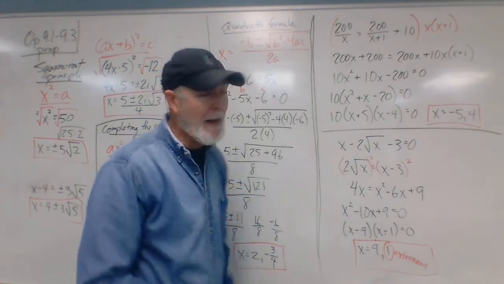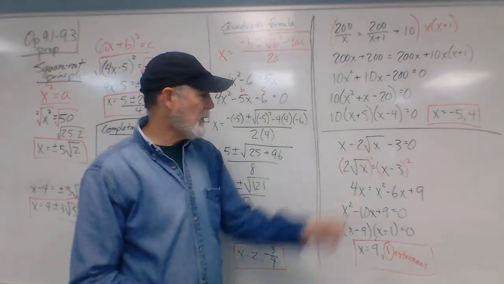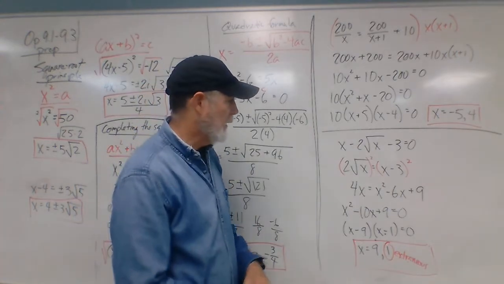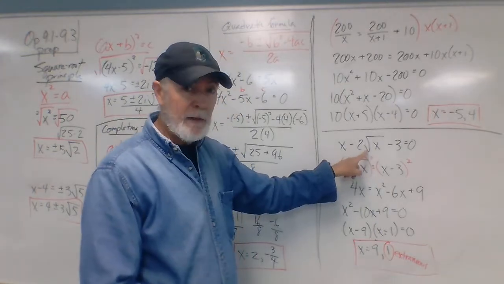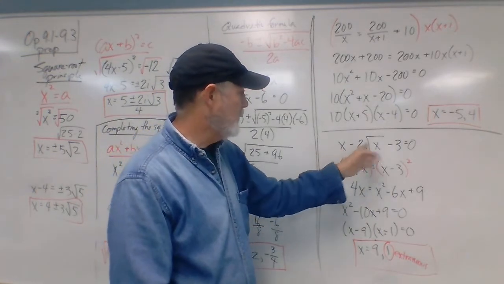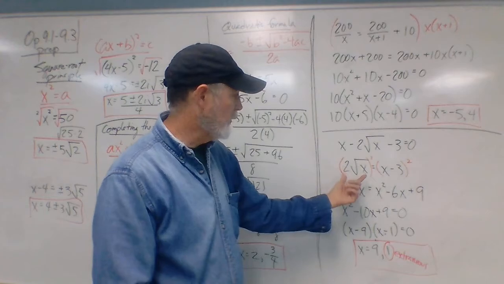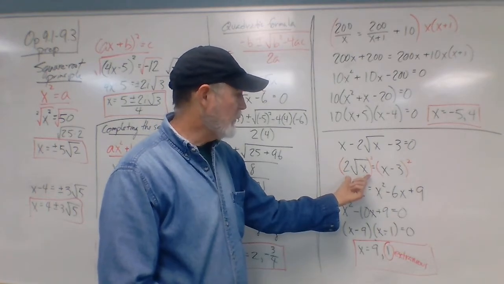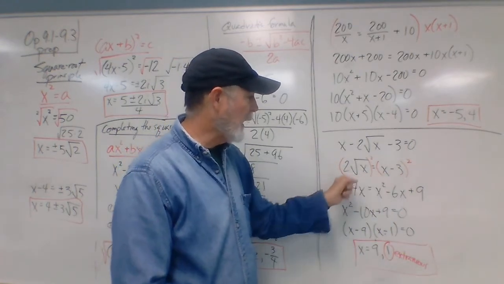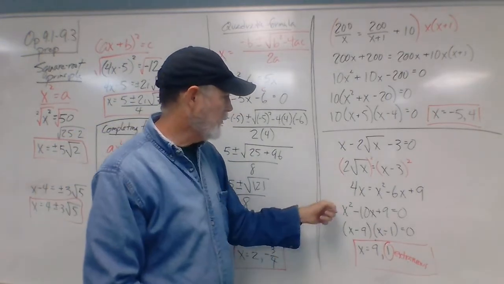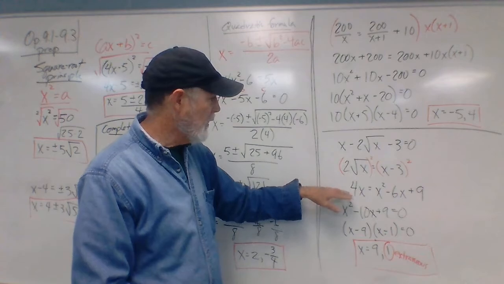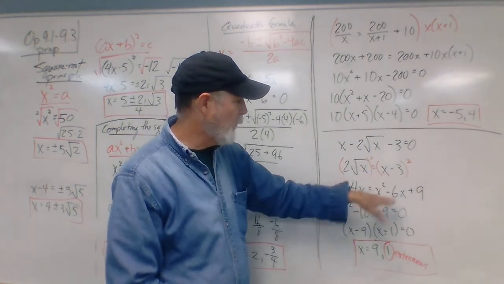Here, what if I have a radical in it? If I had a radical, I'm trying to solve this thing. I'm going to isolate the radical first. So in this case, I'll just move it over. So I have 2 times the square root of x equals x minus 3. I would square both sides to get rid of the radical. I'd end up with 4x. I have to FOIL this thing.